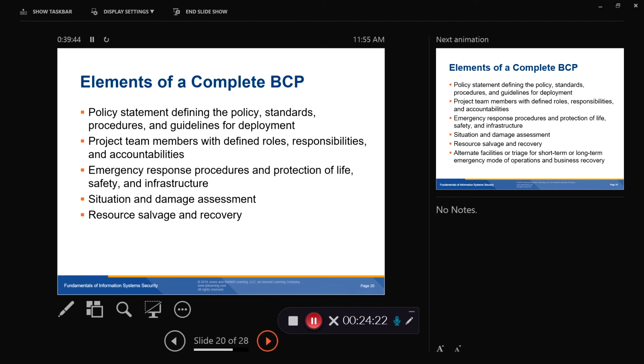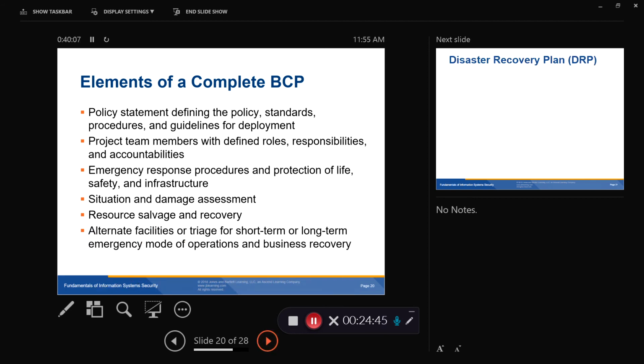The factory has moved to near Statesboro, and the local divisional office is, I want to say, on Chatham Parkway, but I'm not sure. But that building where I worked is now a police precinct on the corner of Lathrop and Bay. So, that's an example of having to go through salvage and recovery. Alternate facilities or triage for short-term or long-term emergency mode of operations and business recovery.